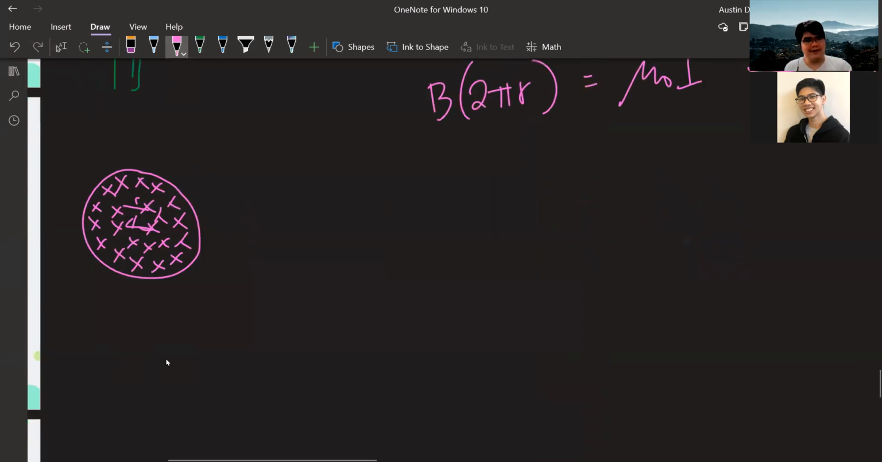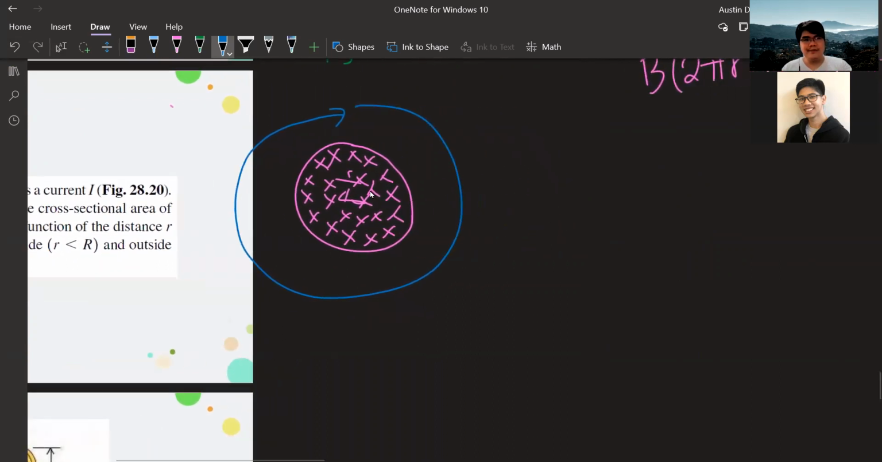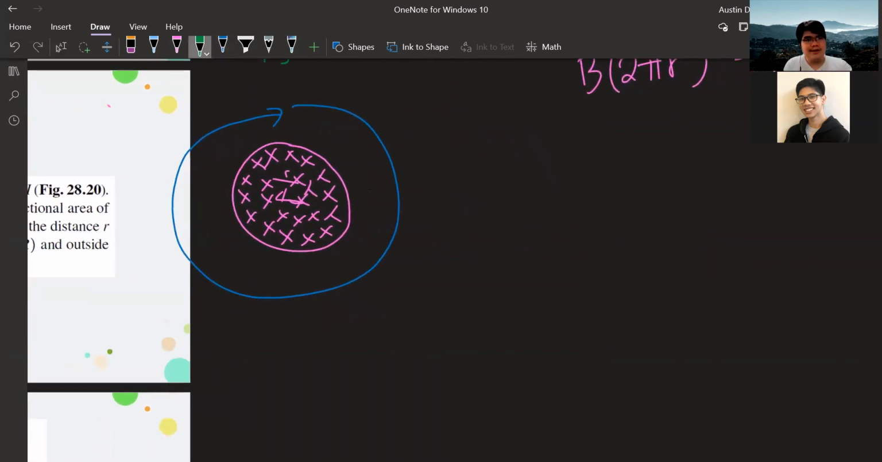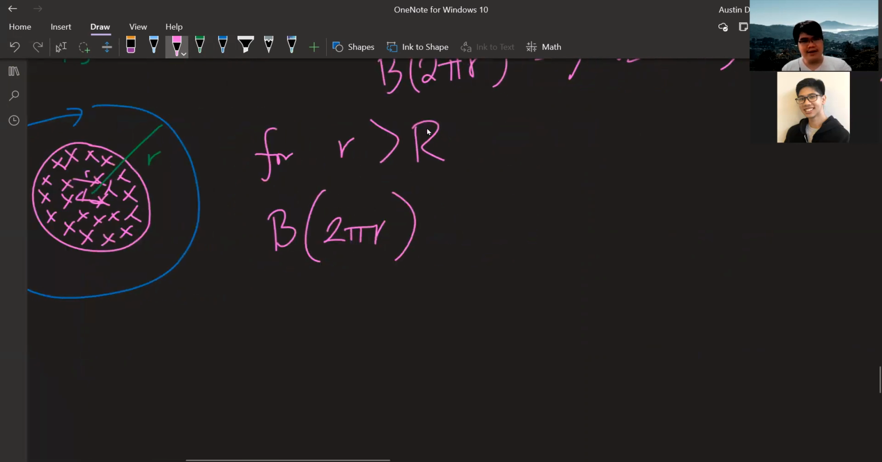Okay, simple enough. So, kunwari ito yung conductor natin, tapos by the right-hand rule, the magnetic field rotates around it. So, yan. Okay, so with this, for r greater than capital R, so R, then things would be simple. So B times 2 pi r. Okay, itong blue line natin is 2 pi r. And r is greater than R, capital R. So it must be mu naught.